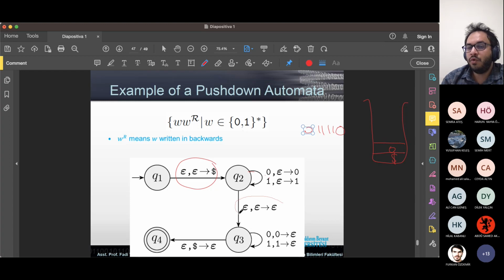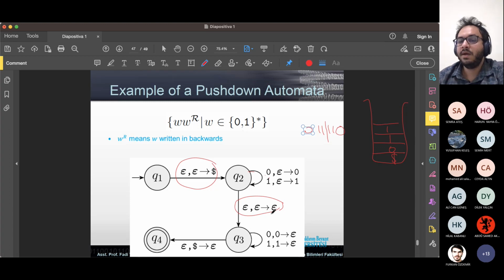By using non-determinism, you don't know where the middle point is, but you can just jump to this stage. Because if you remember, non-determinism lets you run all possibilities in parallel, simultaneously. In our example, 0, 1, 1, then 1, 1, 0. If I read a 0, I push 0. If I read a 1, I push 1. If I read a 1, I push 1. I'm going to read a 1 here. So how do I know that I need to jump to Q3? Thanks to non-determinism.